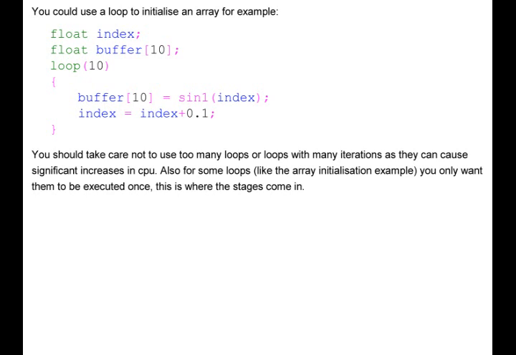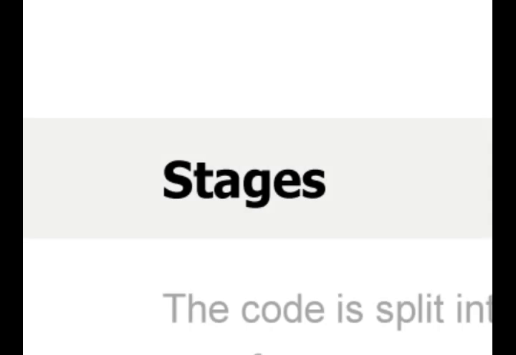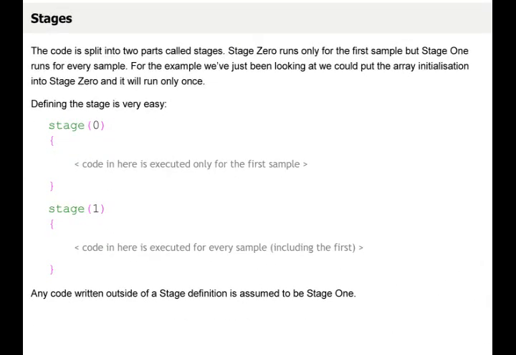You should take care not to use too many loops, or loops with many iterations, as they can cause significant increases in CPU. Also, for some loops, like the array initialization example, you only want them to be executed once. This is where the stages come in. Stages. The code is split into two parts called stages. Stage 0 runs only for the first sample, but stage 1 runs for every sample. For the example we've just been looking at, we could put the array initialization into stage 0, and it will run only once.